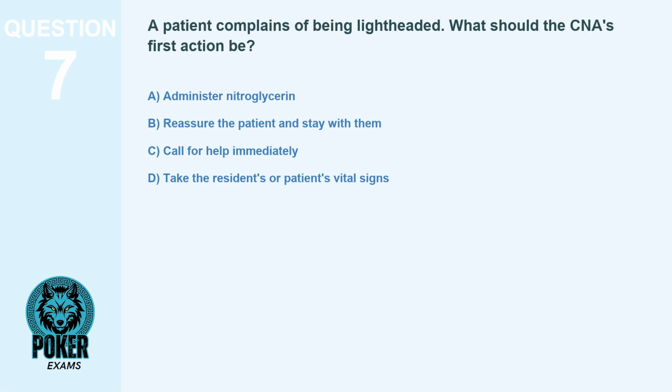Question 7. A patient complains of being lightheaded. What should the CNA's first action be? Administer nitroglycerin. Reassure the patient and stay with them. Call for help immediately. Take the resident's or patient's vital signs.